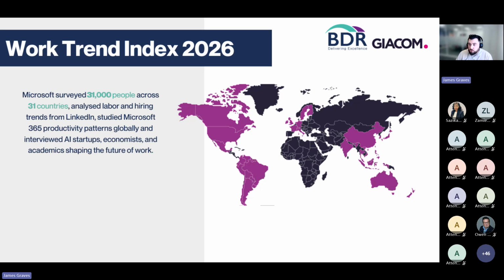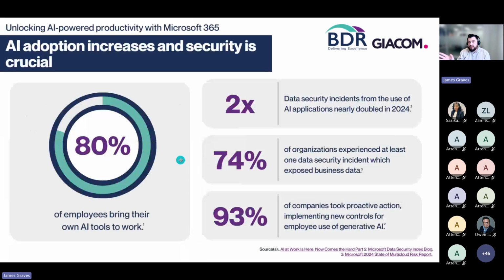And that document actually drives a lot of the stats and statistics you see as we go through the presentation today. And you'll see that here now. So AI adoption increases and security is crucial, as I mentioned a few moments ago. So 80% of employees are bringing their own AI tools to work, which on paper sounds amazing. The staff are bringing their own tool. It doesn't cost the business anything, and we get the great productivity benefits that come off the back of it.